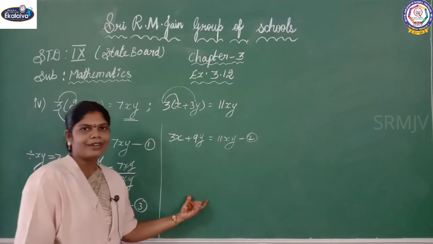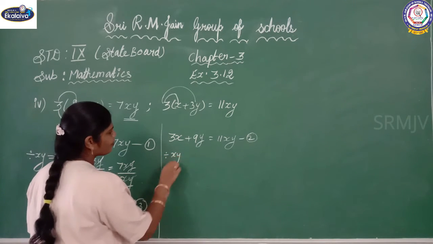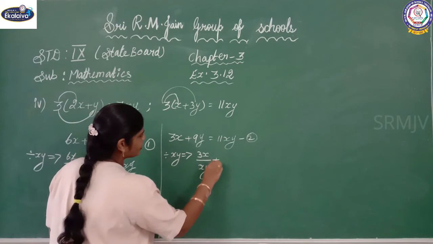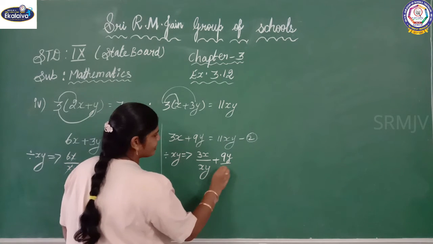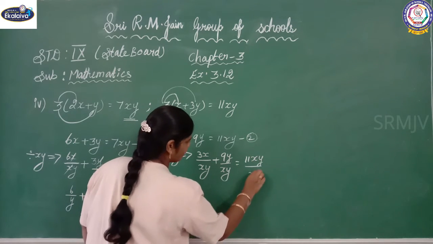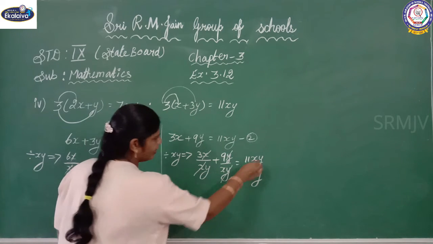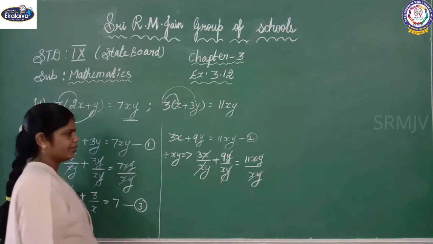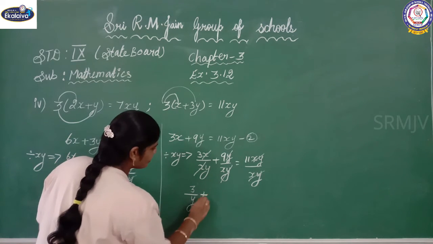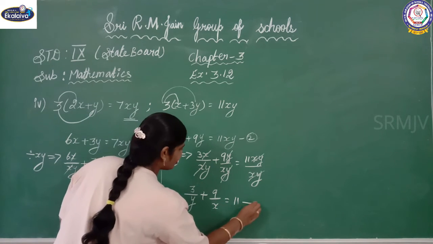Like that, you want to divide this equation also by xy. So divide by xy implies 3x by xy plus 9y by xy equal to 11xy by xy. So x cancels, y cancels, xy cancels. So what is remaining? 3 by y plus 9 by x equal to 11. This is equation 4.